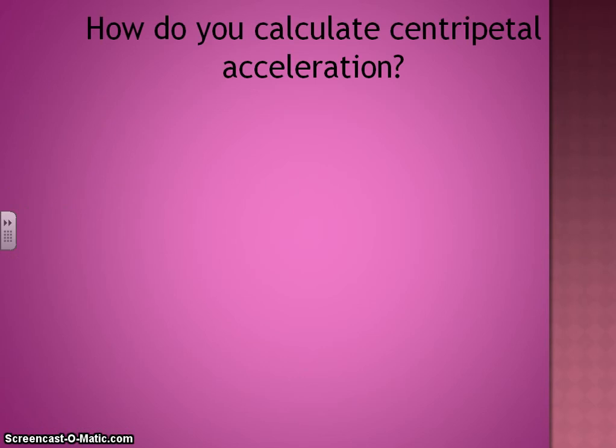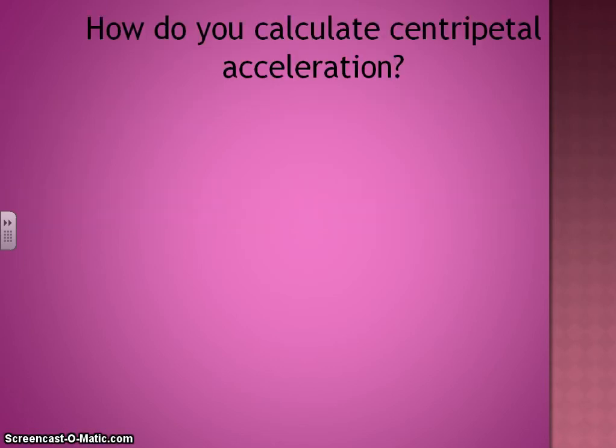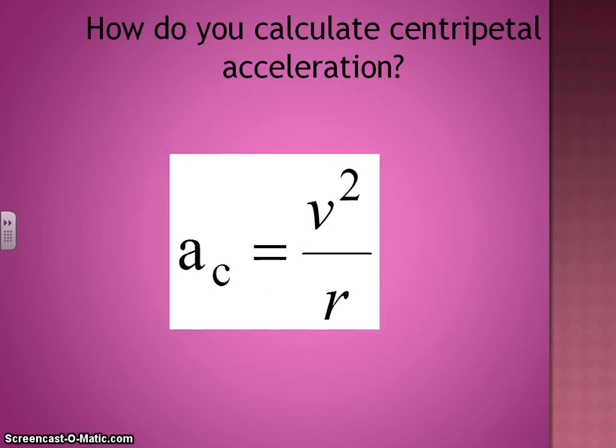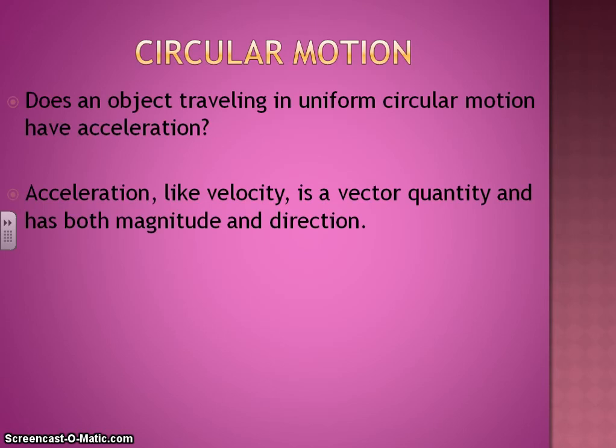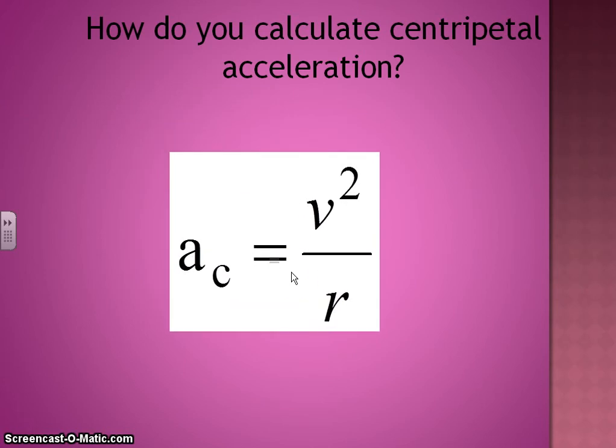So again, does an object traveling in uniform circular motion have acceleration? Yes, it's turning. So because it's turning, its velocity is changing and it accelerates. How does an object accelerate in a circle? Well, it's got to be pulled toward the inside of the circle. So if you think about your steering wheel while you're driving around in a circle, which way is your steering wheel pointed? It's always pulling you toward the inside of the circle. And so that's the way that you accelerate. You can calculate centripetal acceleration with this equation right here. You can go ahead and write it in your equation box.